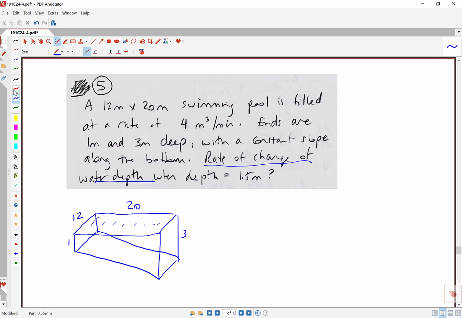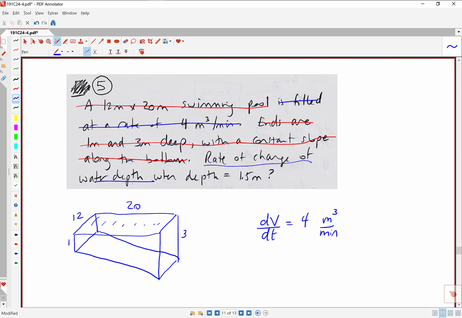Okay, so in problems that are kind of big, I'm almost inclined to just cross things off as we've thought about them. So yeah, we know it's 12 by 20 meters. We know the ends are 1 and 3 meters deep with a constant slope along the bottom. Okay, so we've dealt with all of that. The pool is filled at a rate of 4 meters cubed per minute. So that's volume. That's how much volume is going in per amount of time. So rate of change of volume with respect to time equals 4 cubic meters per minute. So we dealt with that.